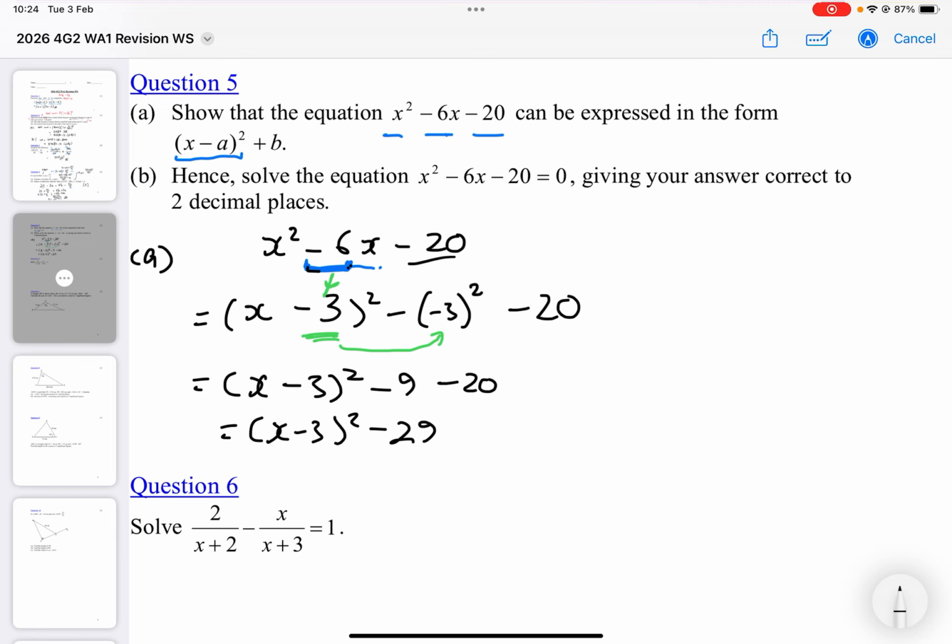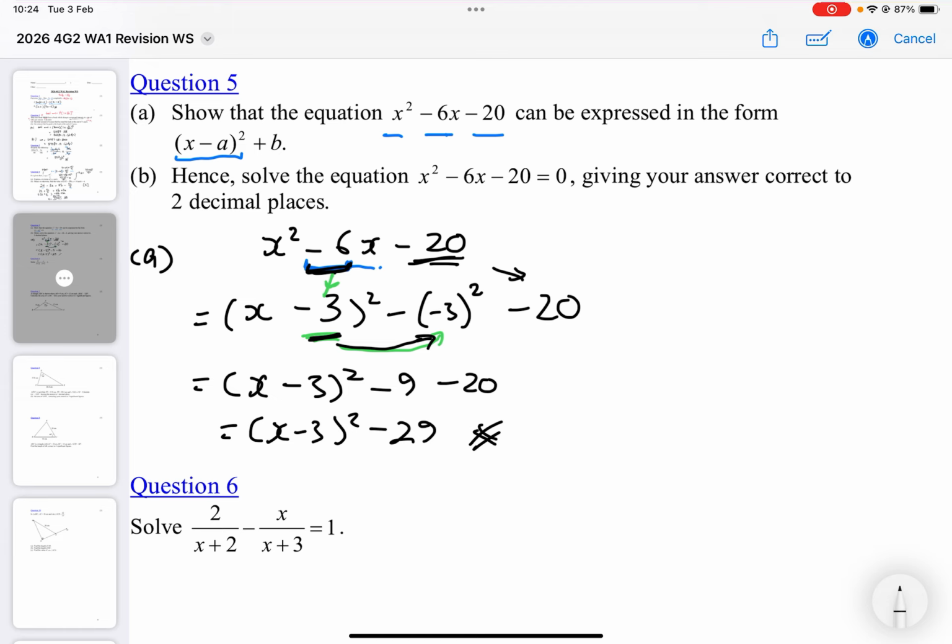It is always like that. Just take this number in front of x, divide by 2 to get this number. You get this number, then you subtract the square of it. Straight away you can do this already. Then this minus 20 you haven't used, your minus 20 has to come to the back. Then this one is done already for this question.